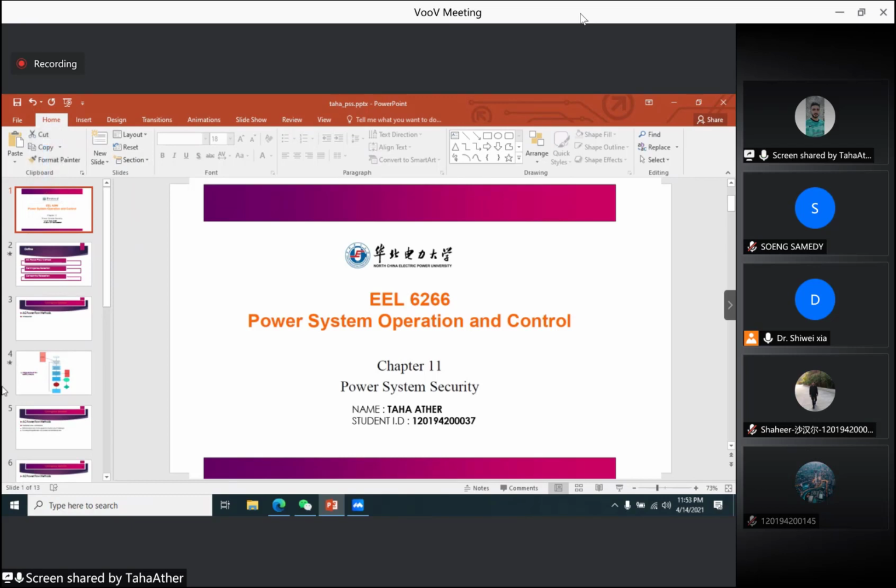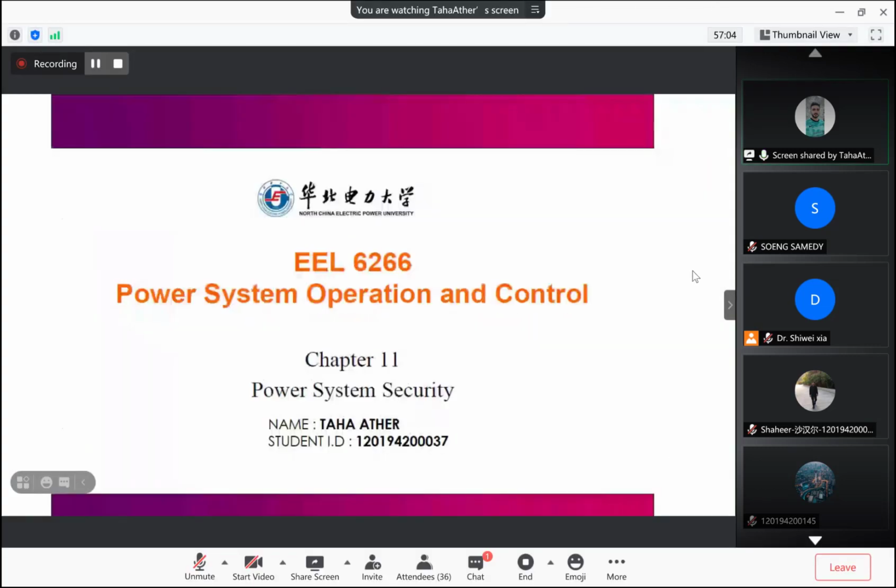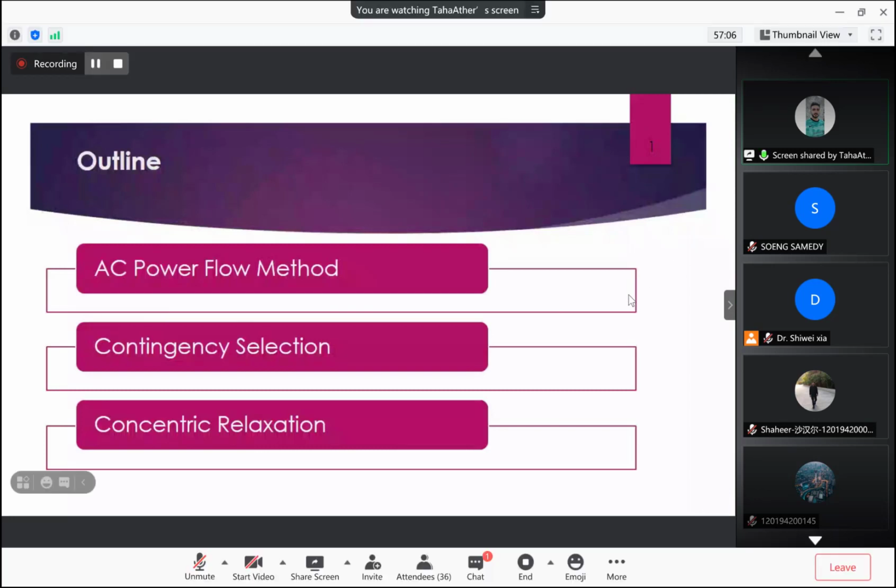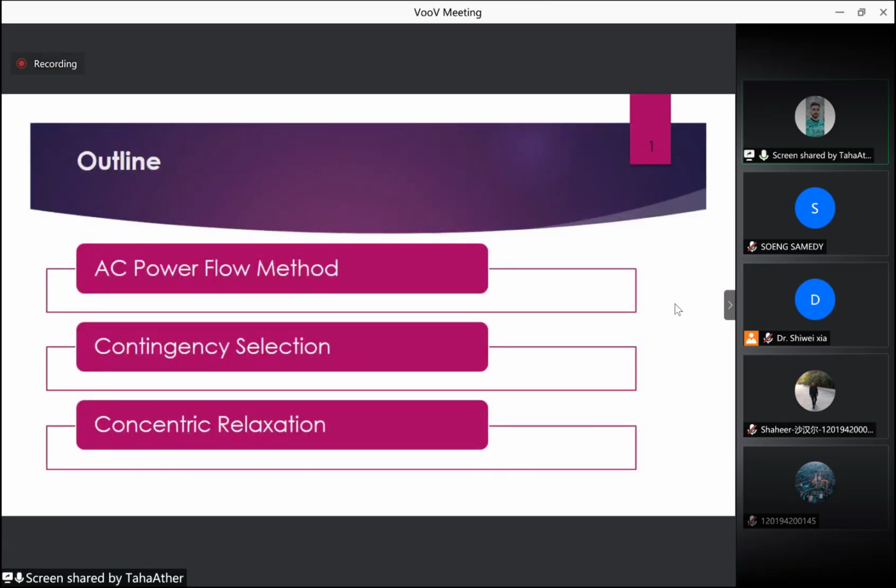So, my friends Salman and Shahir explained beautifully the concepts of sensitivity. So, I will be carrying on the later part of the presentation. My name is Tahathar. Here is my student ID. This will be my presentation flow. First of all, I will be explaining AC power flow methods, then the contingency selection, and later on I will explain concentric relaxation.